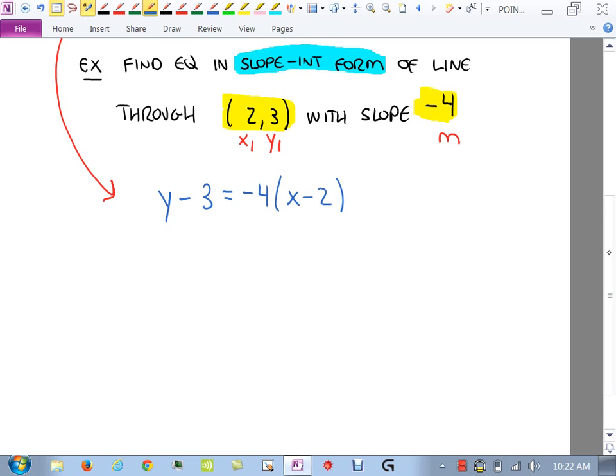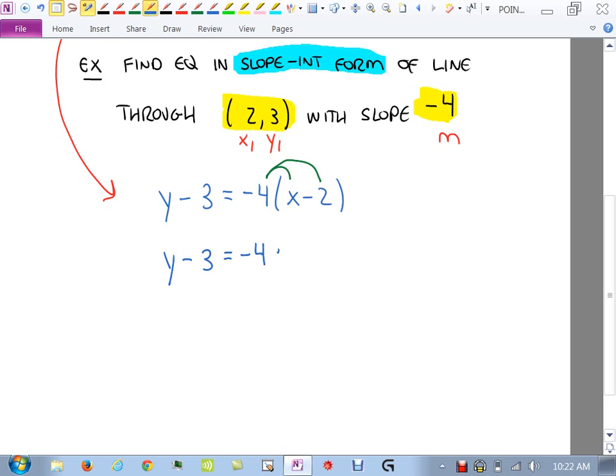That's it. Now, that's an equation, but it's not done because I asked you to put it in slope-intercept form. So we have to get it to y equals mx plus b. What we need to do is get the y by itself, but we also need to distribute the negative 4 through. So let's distribute negative 4 through.